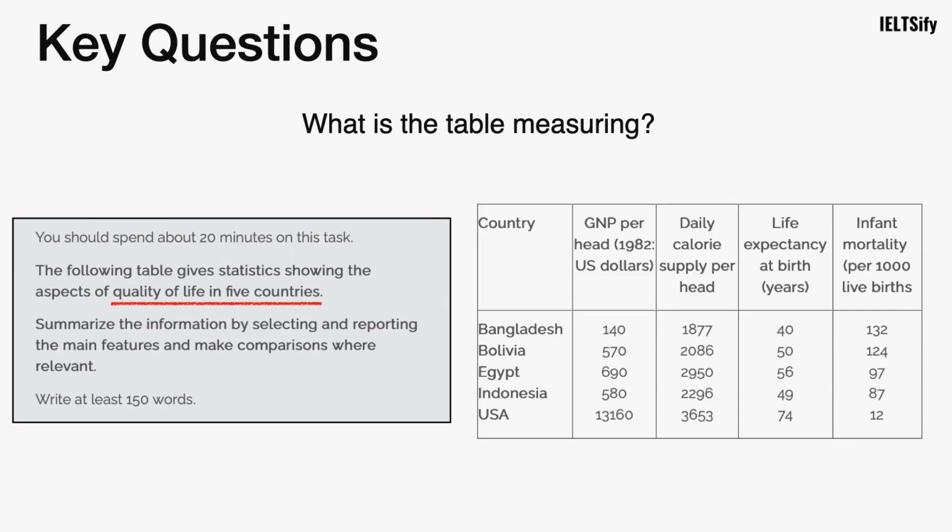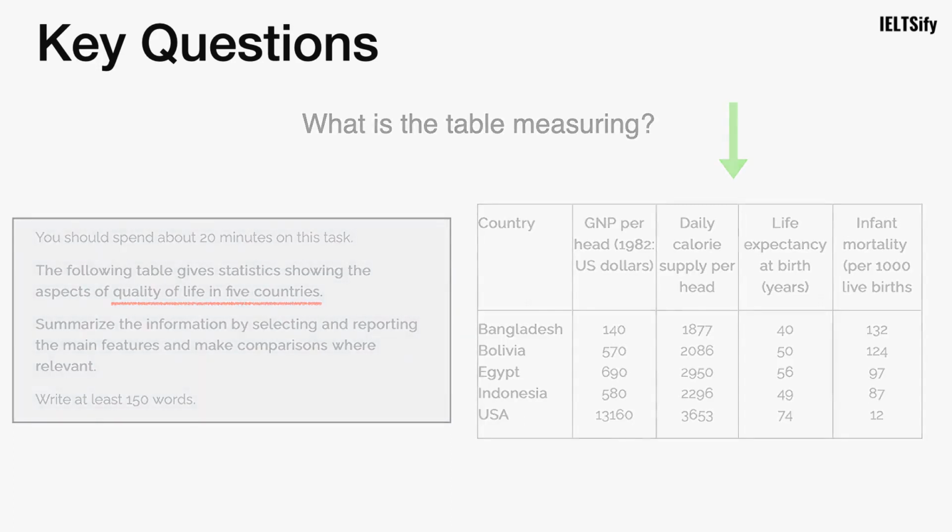So you can get information from the prompt, but you also want to look at the table as well to see what else is there. So obviously it's looking at GNP, calorie supply per head, daily calorie supply, life expectancy, infant mortality. So you need to carefully analyse the prompt and the table to see what you're actually going to be looking at.